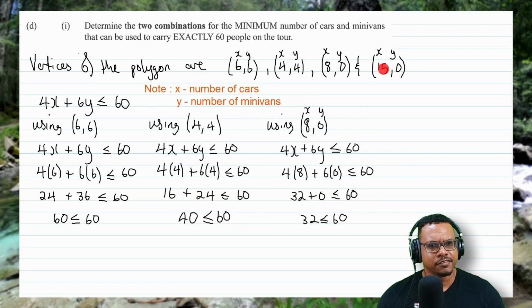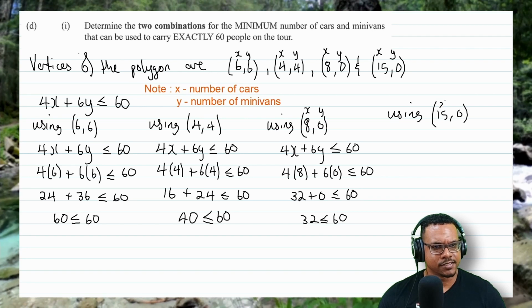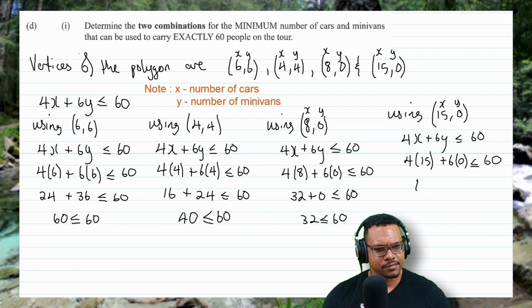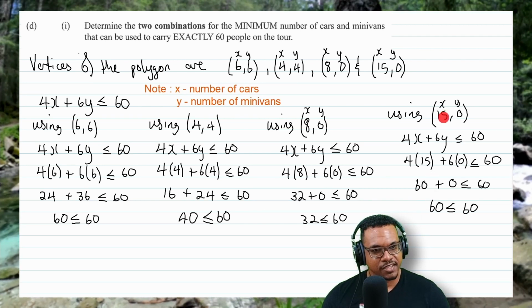All right, so now we're going to use the 15 and 0. So using 15 and 0, of course, 15 is x and 0 is y. We're going to have 4x plus 6y is less than or equal to 60. So we have 4 times x and x is 15, plus 6 times y and y is 0. 4 times 15 is 60. 0 times 6 is 0. So this one's going to give us 60 is less than or equal to 60. So using 15 cars and 0 minivans will carry exactly 60 people.